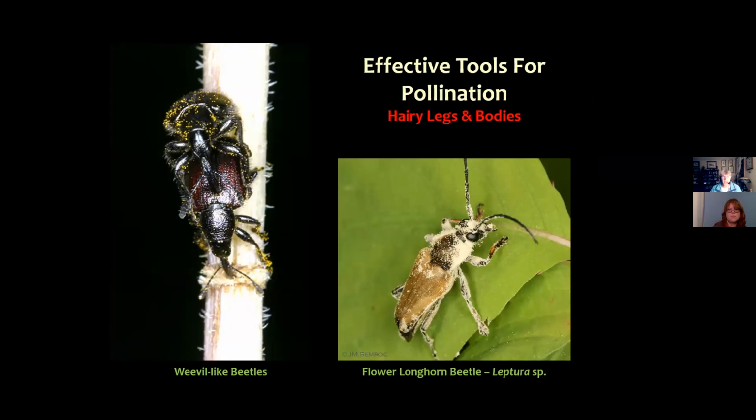True weevils have a little kink in their antenna that looks like a little elbow. There are other weevils that are not true weevils, but you can see they have this long snout. And if you could see the snout on the female, they're in the mating position. This is the female, this is the male on top. But you could see her snout is actually making a line in this plant stem.